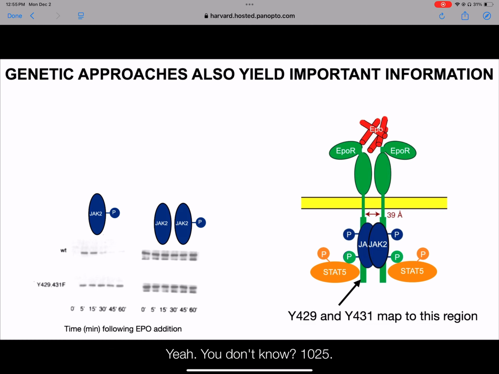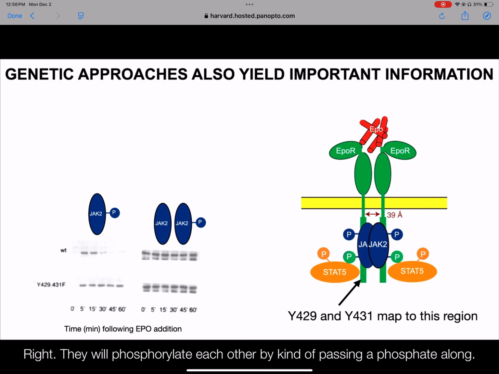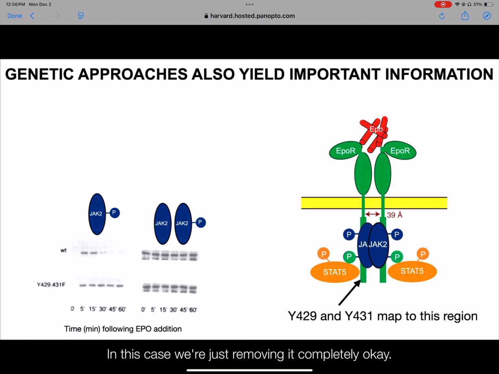Yeah. Are you talking about removing phosphates? Are you talking about transforming them, like transferring them? In this case, so you're right, they can do both, right? We've seen examples where kinases transfer phosphates, right? They will phosphorylate each other by passing a phosphate along. In this case, we're just removing it completely, okay?